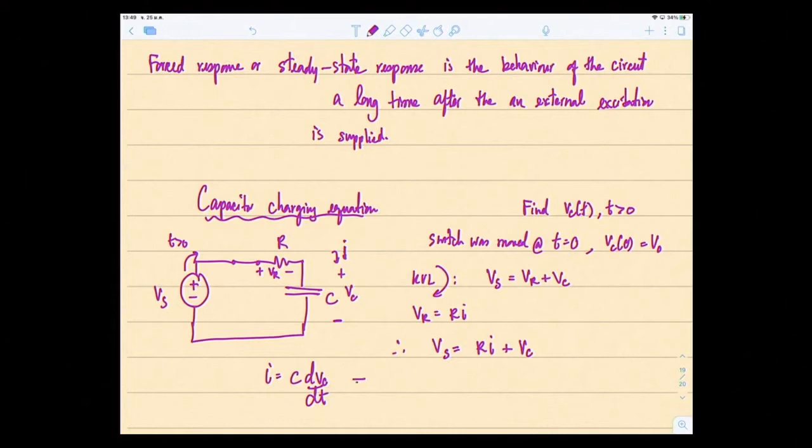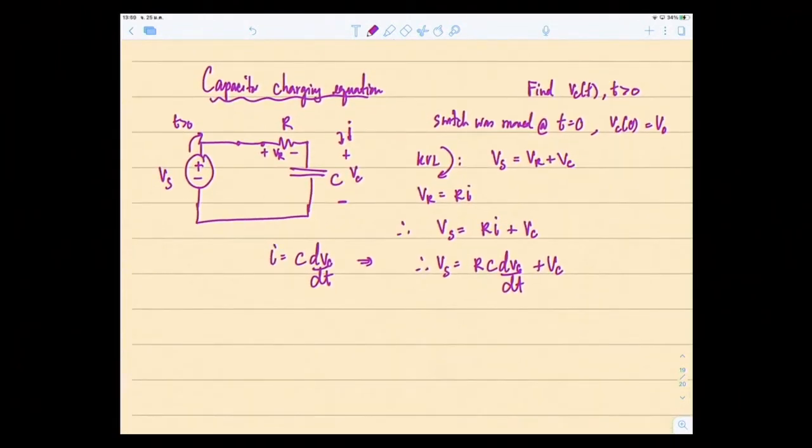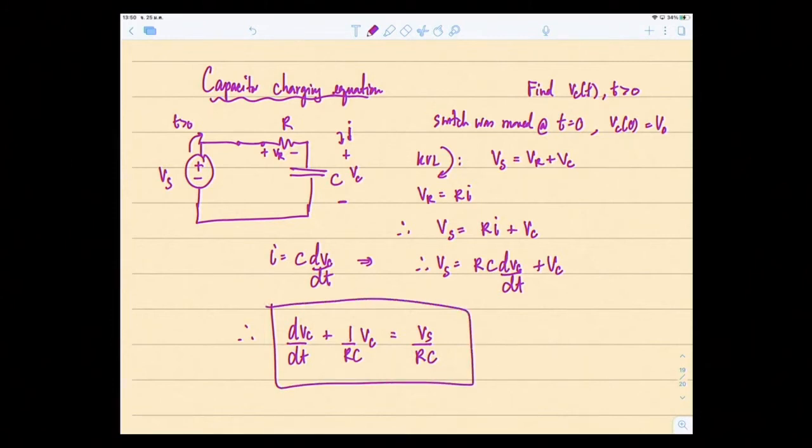So therefore, I'm going to substitute the current I in there. So you will get Vs equal to RC dVc/dt plus Vc. Rearrange it, so it would be in the form of a first order differential equation. You would have dVc/dt plus 1 over RC Vc equal to Vs over RC. So therefore you've got your equation. Now we need to solve for Vc.